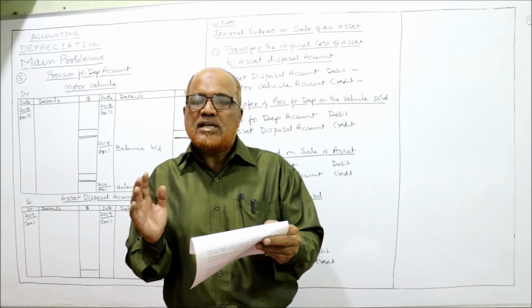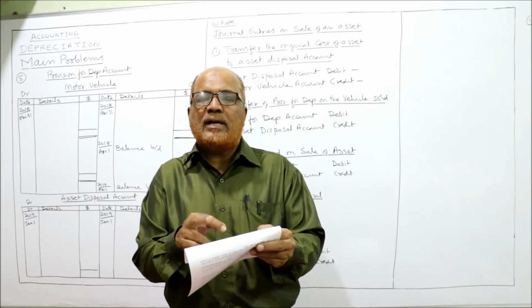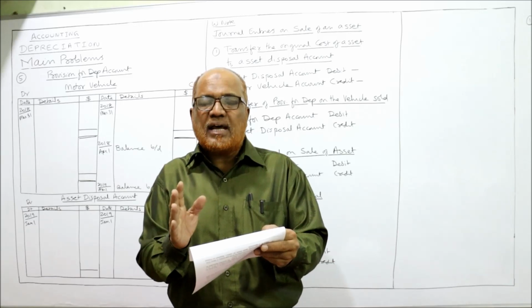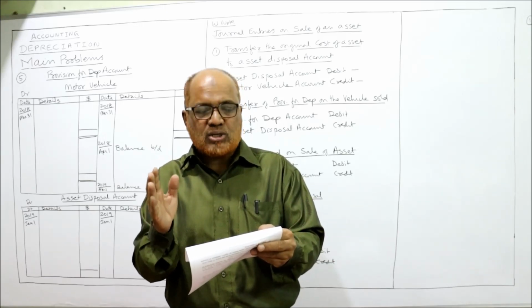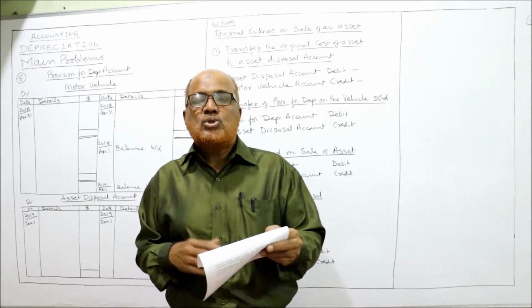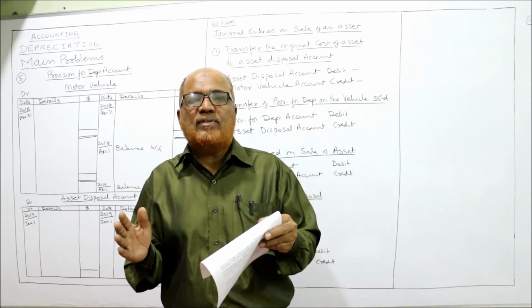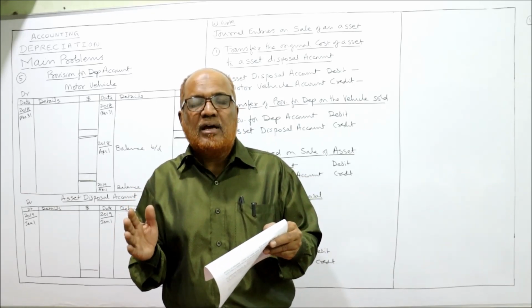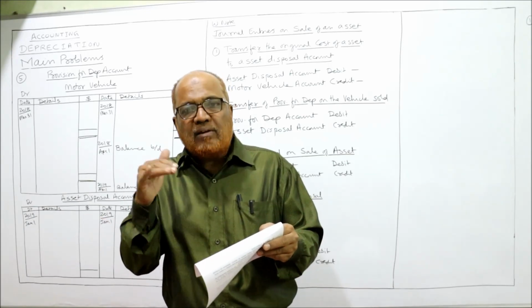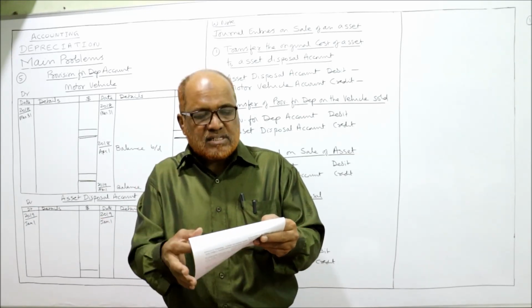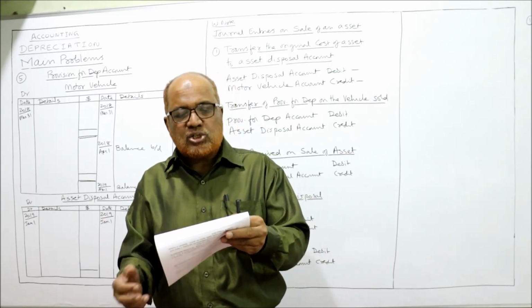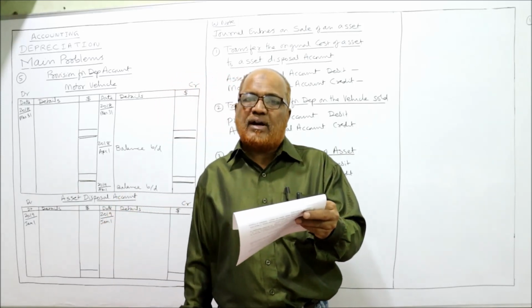First of all, she purchased the motor vehicle on 1st April 2017. The first year ends on 31st March 2018. So we have to close the year 31st March 2018. After closing the year, then we'll come to 2019. On 1st January 2019, she sold one of the motor vehicles for $35,500.